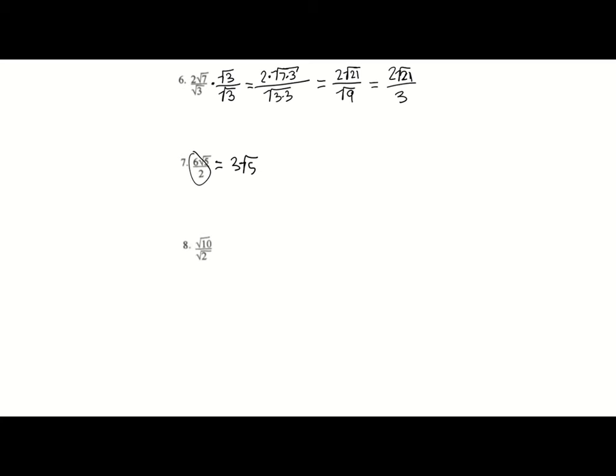Our last one, we have a square root of 2 on the bottom. We need to multiply by square root of 2. On the top, I have 10 times 2, which is 20. And on the bottom, I have 2 times 2, which is 4. Square root of 20 over 2.